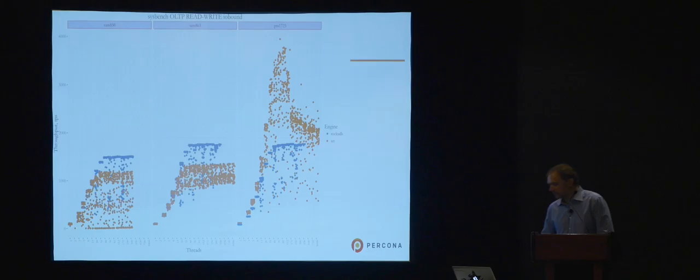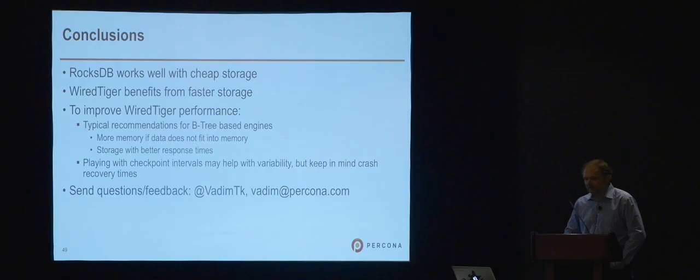And for my conclusions from this experiment, I would say RocksDB works well with cheap storage, so we would not need to look into a storage upgrade. If you need to scale WiredTiger, it would benefit from faster storage. And to improve WiredTiger performance, there is a typical recommendation for all B-tree based engines: they all enjoy more memory. So if your data does not fit into memory, more memory will help for B-tree storage.